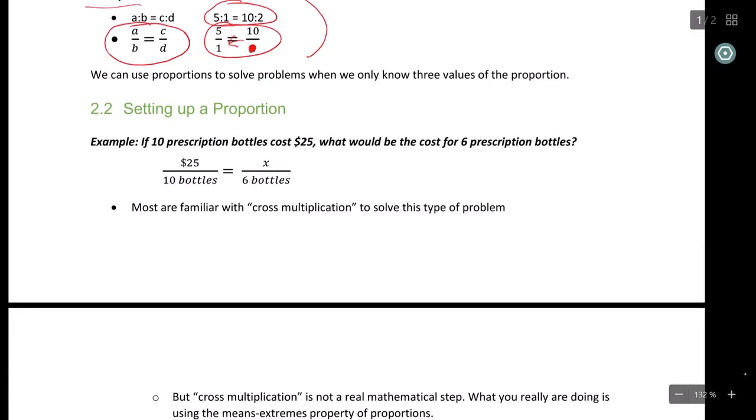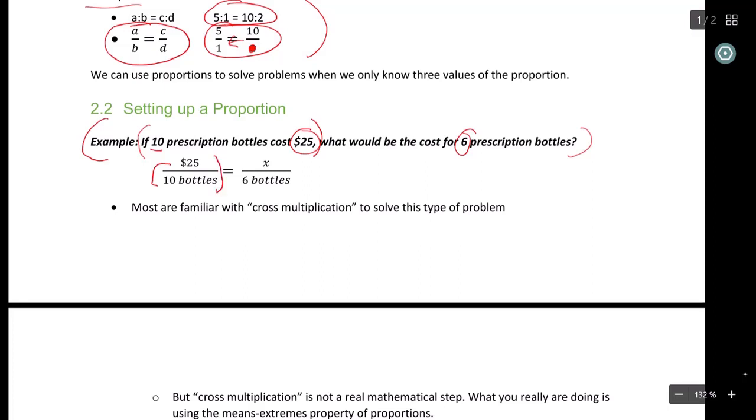So let's take an example right here. If I told you that 10 prescription bottles cost $25, how much would 6 prescription bottles cost? So if 10 of them cost $25, how much do 6 cost? You first are looking for the relationship, the ratio of something that's given. So you want something that you have 2 numbers that are given. And notice we have 10 prescription bottles cost $25.